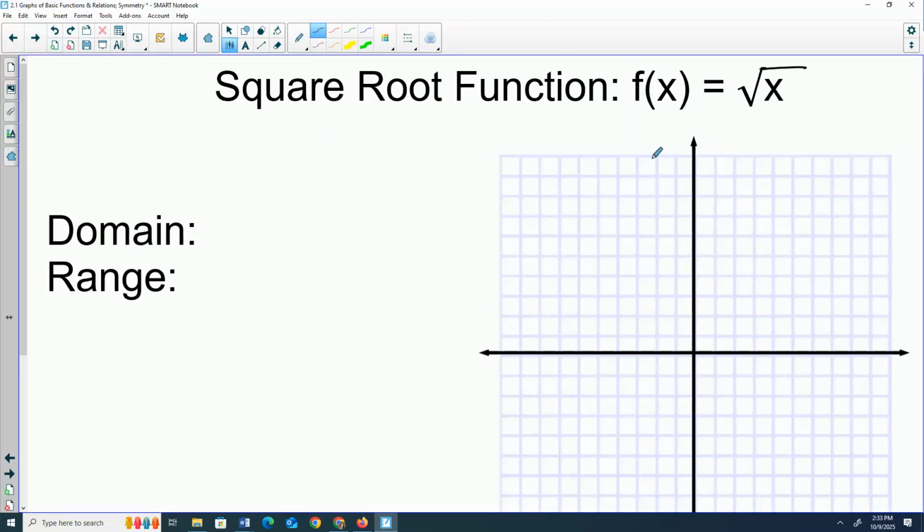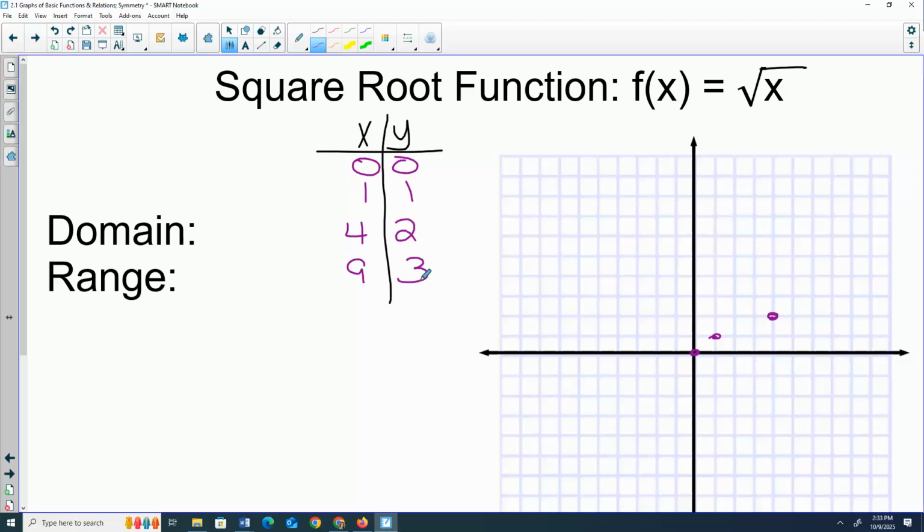All right, so what if I said the square root function? If I put in 0, the square root of 0 is 0. Square root of 1. Can I do 2? Not nice. What would be another nice one we could do? Square root of 4 is 2. What's one more nice one? 9 gives me 3.